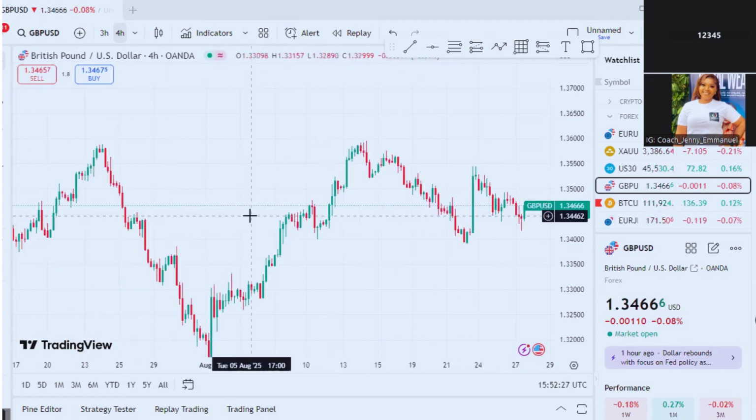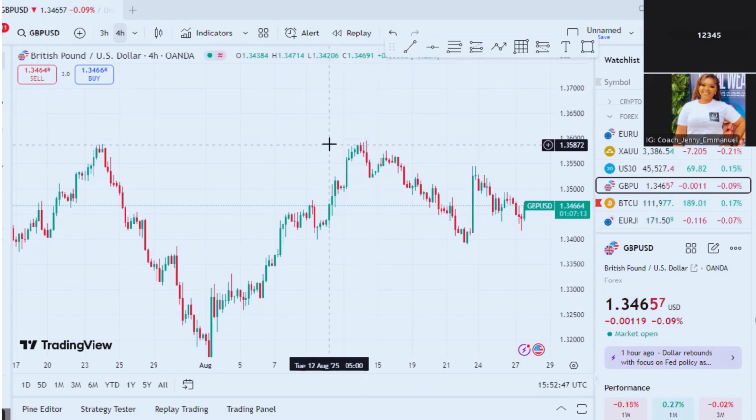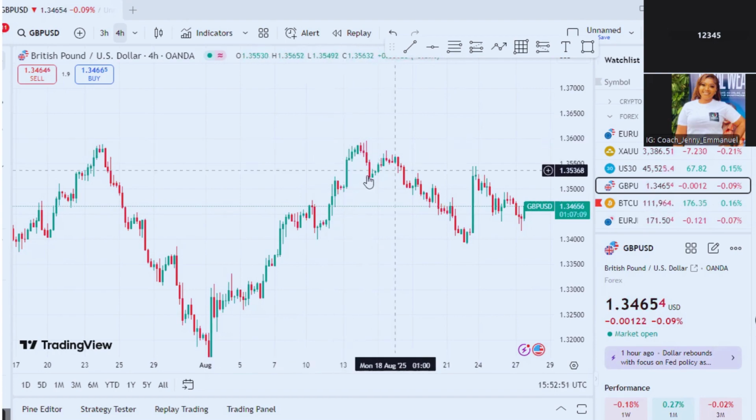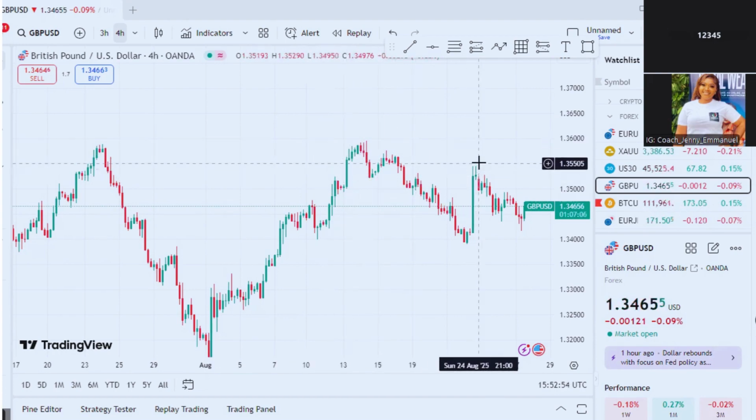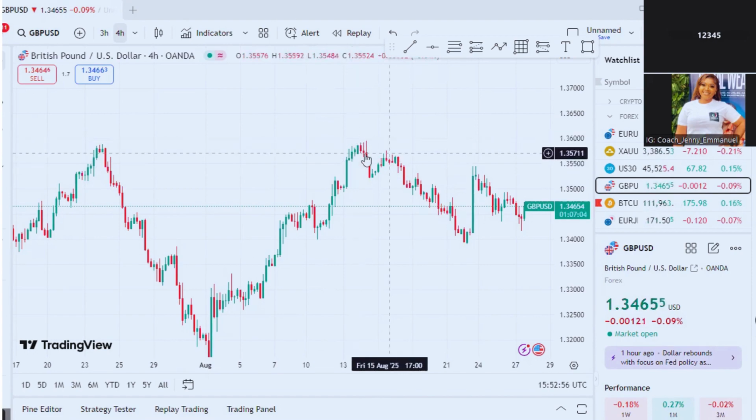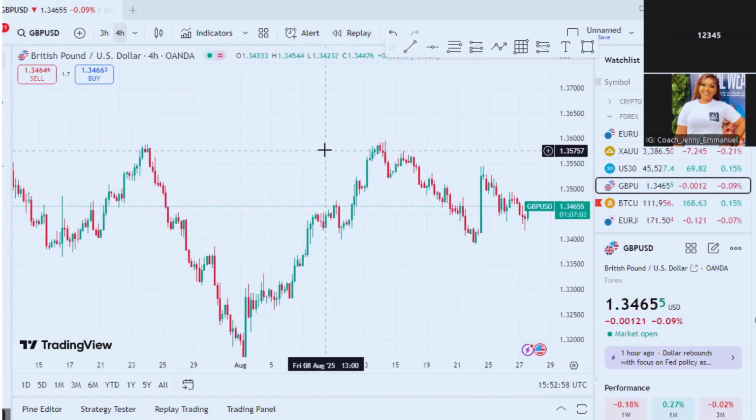All right, so let's try and identify our supply and demand in this chart. This is the GBP USD chart, as you can see. So now let's look for our supply zone. You can see that this place can be identified as a good supply zone.